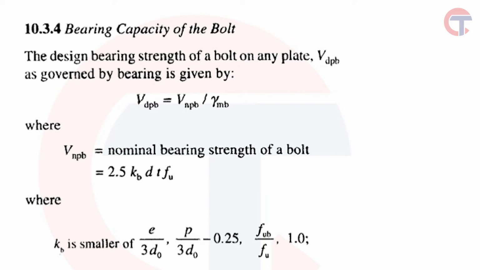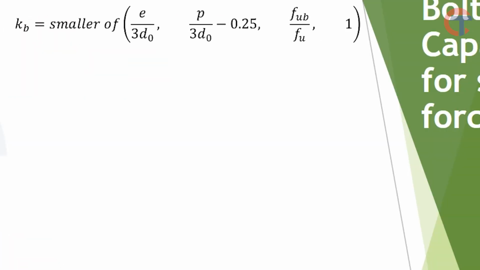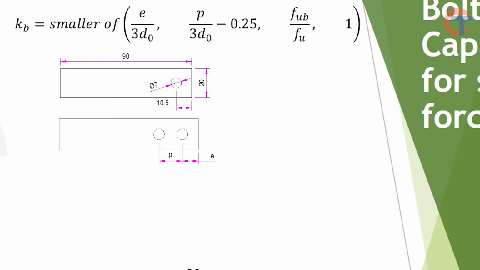Now in this formula you can observe that new parameters are checked which were not in earlier formula, like thickness of the plate, end distance, pitch and the ultimate strength of the plate. First we will calculate the value of KB. The first parameter is E by 3D0. E is end distance and D0 is the diameter of the hole.